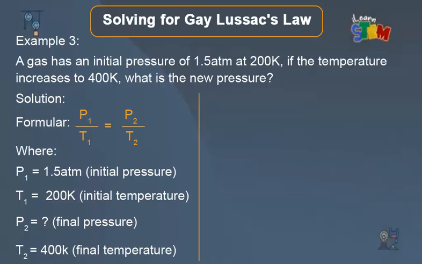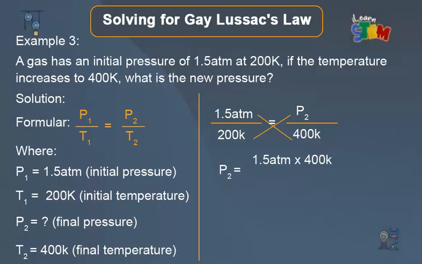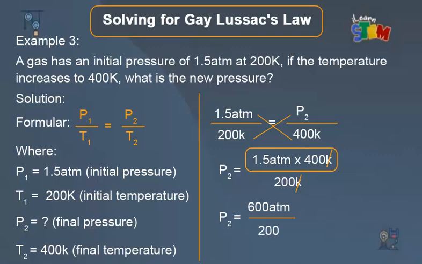Substitute the given values. 1.5 atmosphere, which is P1, all over 200 Kelvin, which is T1, equals P2 all over 400 Kelvin, which is T2. Now, solving for P2, we cross multiply. P2 is equal to 1.5 atmosphere times 400 Kelvin all over 200 Kelvin. Kelvin cancels out each other. 1.5 atmosphere times 400 gives us 600 atmosphere, divided by 200. That gives us 3.0 atmosphere. Therefore, final pressure equals 3.0 atmosphere.